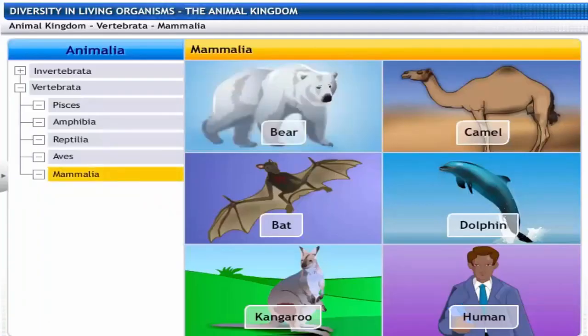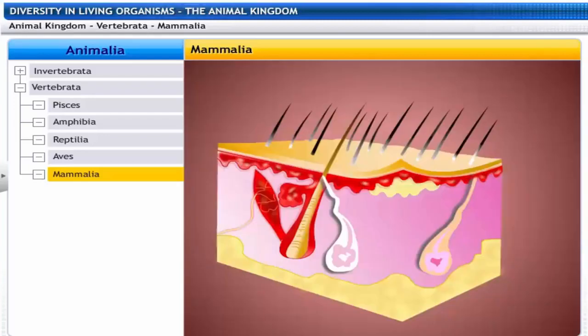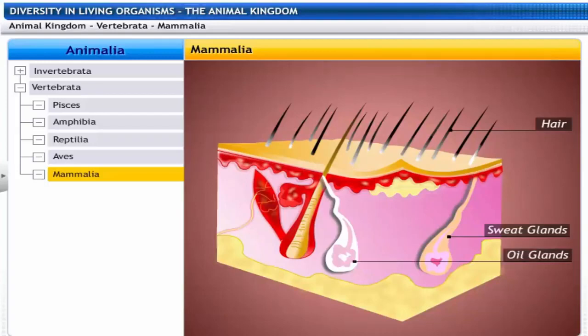Mammalia includes bears, camels, bats, dolphins, kangaroos, and humans. All mammals are warm-blooded animals. Their skins are covered with hair, sweat glands, and oil glands that regulate body temperature, therefore allowing them to live in diverse habitats.